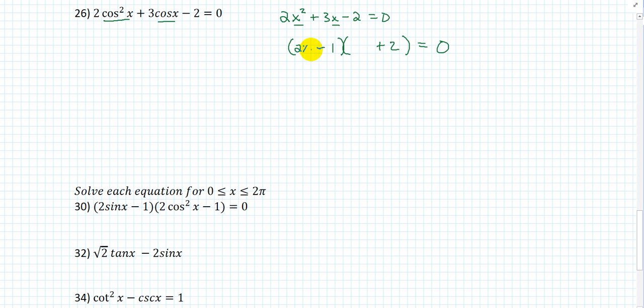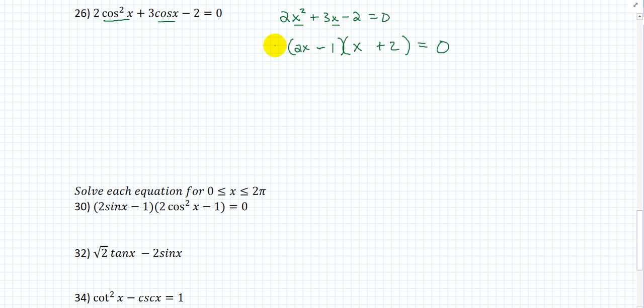Now, I could have chosen the negative here and then I'd have to redo it. But I could test this. 2x times x equals 2x squared. 2x times 2 is 4x minus 1x is 3x, and then negative 1 times 2 is negative 2. So I guessed right on that first attempt. If I didn't, I would just have to rewrite this until I get the right factors.